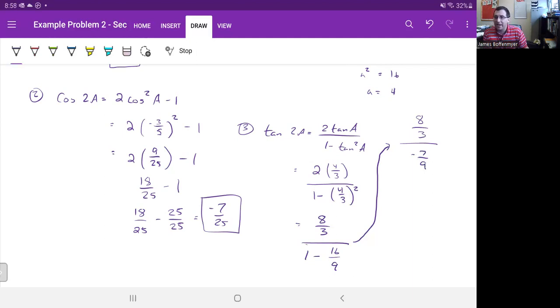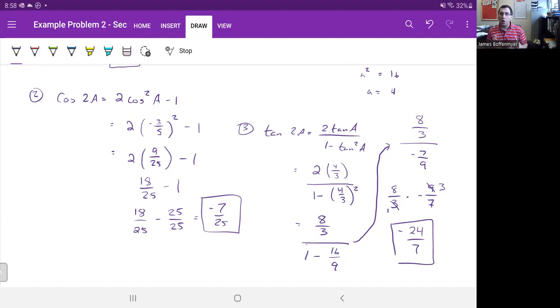So now we have a fraction divided by a fraction. Remember, man, I feel like a broken record on this one. Keep, change, flip. So that means that would be 8/3 times a negative 9/7. All right. So here, the 3 reduces out. The 9 reduces to a 3. So that means I would have a negative 24/7 for my double angle formula for tangent.